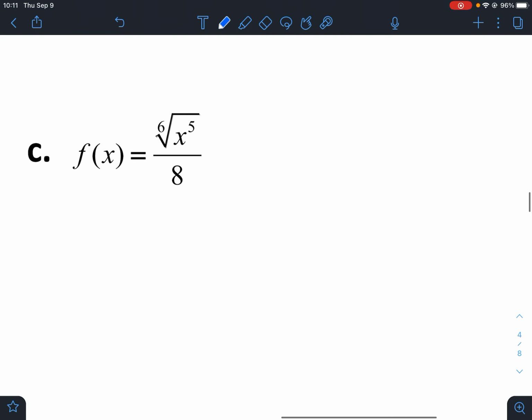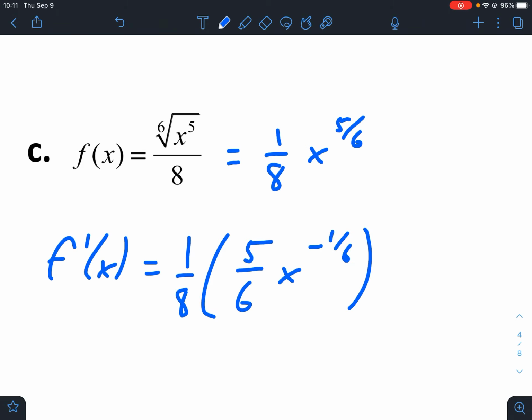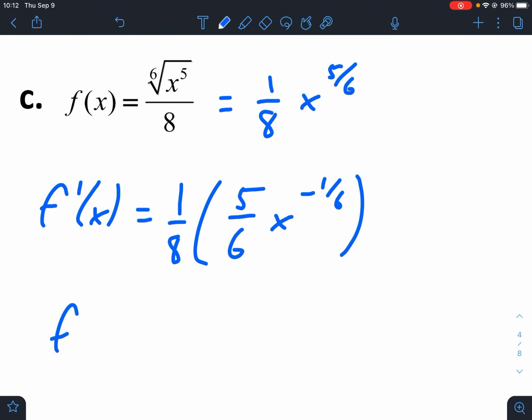C, we're going to rewrite the numerator here. Actually, we're going to rewrite this in a couple different ways. I'm going to take the over 8 and make it a 1/8 x to the 5/6. So now our derivative would be 1/8 times 5/6 x to the negative 1/6. Simplifying that and rewriting, we would get 5 over 48 x to the 1/6 power.